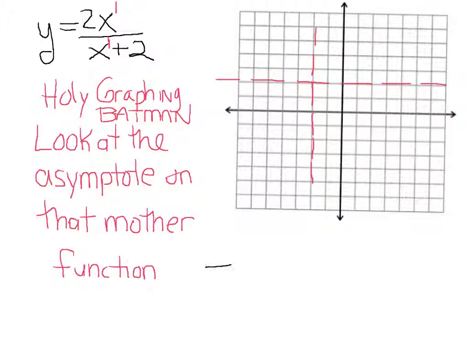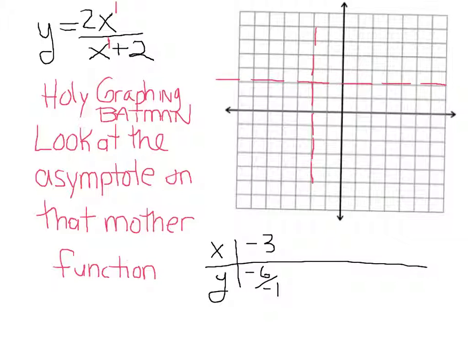Although you still have to actually finish up the problem with the table of values. For x and y, if I test a point at negative 3, I get negative 6 over negative 1. If I test a point at 0, I get 0. And so this graph is going to be trapped down in this lower right-hand quadrant. And it's going to be trapped up here at the point negative 3, 6. Up here.